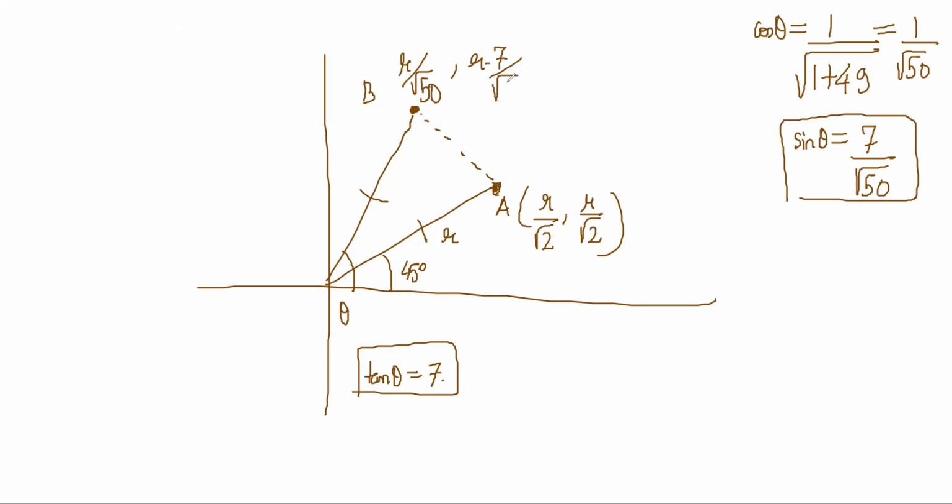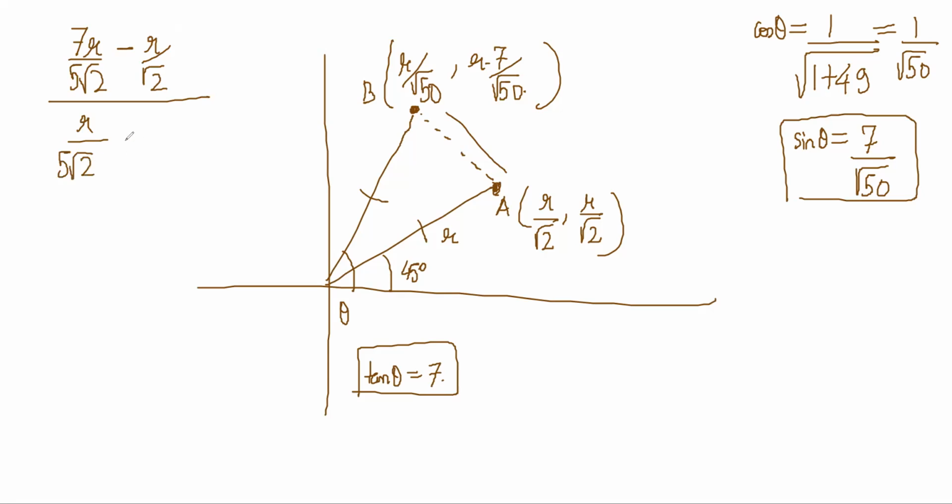So 7 R by root 50, R sine theta. So you just have to find slope between them. So this is 5 root 2 and 5 root 2. So you can do (7R by 5 root 2 minus R by root 2) by (R by 5 root 2 minus R by root 2).